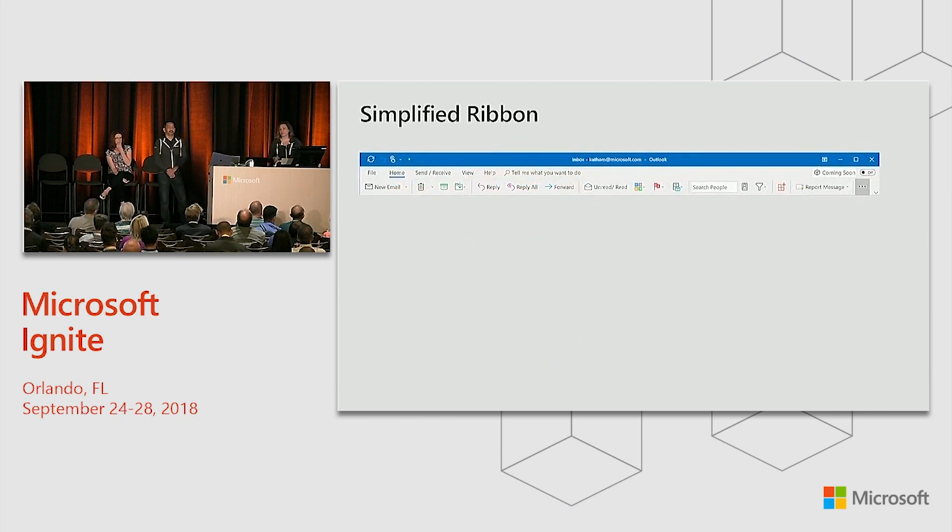So an example of this, I'm going to show you the simplified ribbon that we just released. The simplified ribbon is really a goal of ours to make Outlook for Windows less complex. We took the original ribbon, streamlined it into one row of commands. And we originally started this design using the most commonly used commands in the ribbon. And it's not that many, to be totally honest.